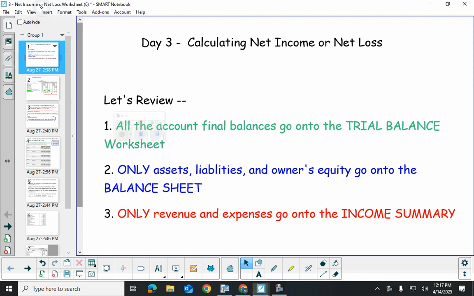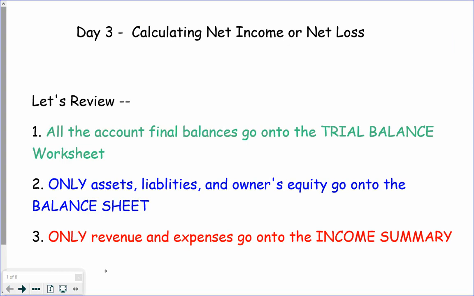Okay. So what we're going to do today is finish off that worksheet that we started working on last week. We have gone through and filled in all 3 columns. All we have left to do now on the worksheet is get all the columns to have the same total. That's the last piece of this.